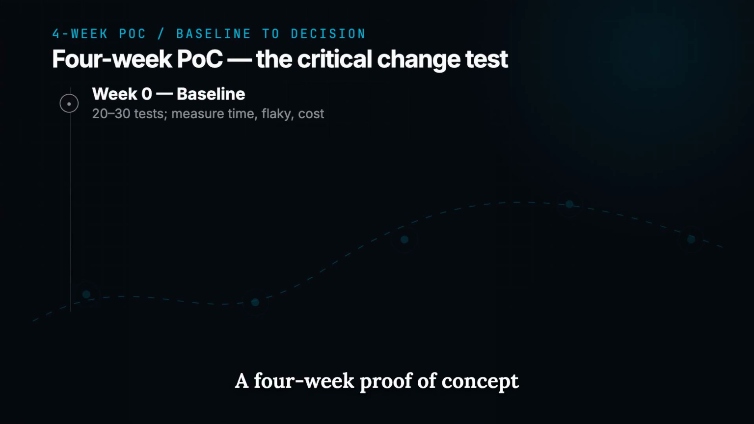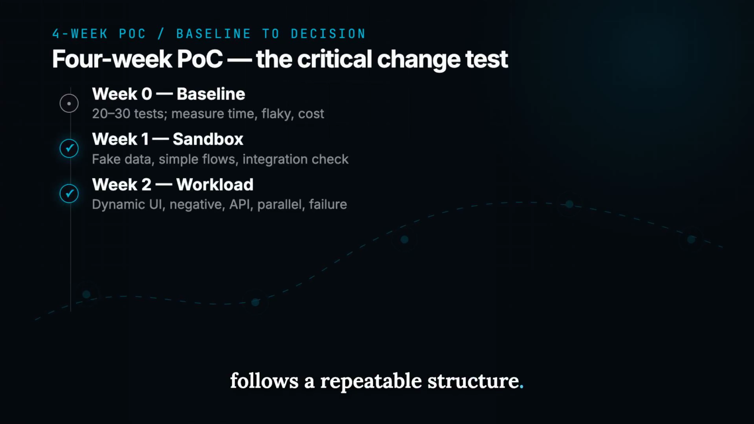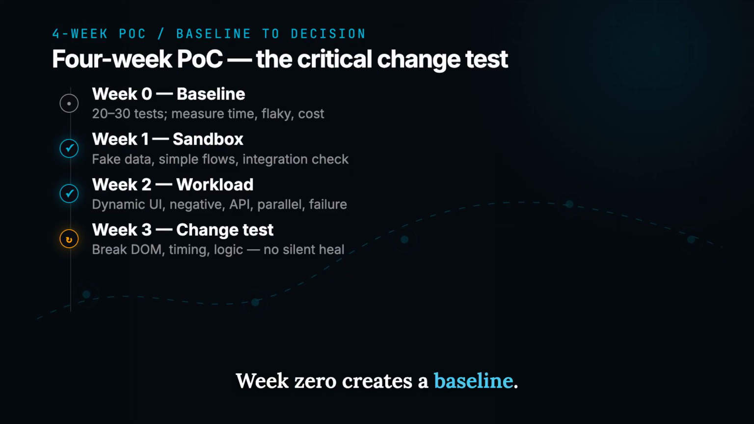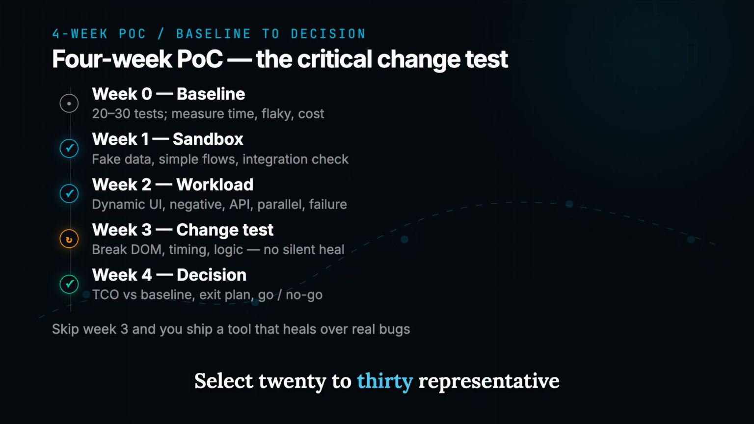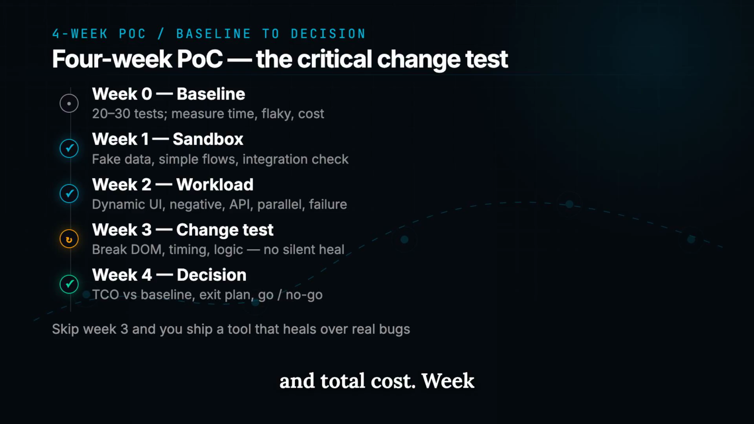A 4-week proof of concept follows a repeatable structure. Week 0 creates a baseline. Select 20 to 30 representative tests and measure creation time, execution time, maintenance cost, flaky rate, investigation overhead, and total cost. Week 1 is a sandbox with fake data and 2 to 3 simple flows to validate integration and security. Week 2 adds representative workload with dynamic UI, negative cases, APIs, parallel execution, and 1 real failure.